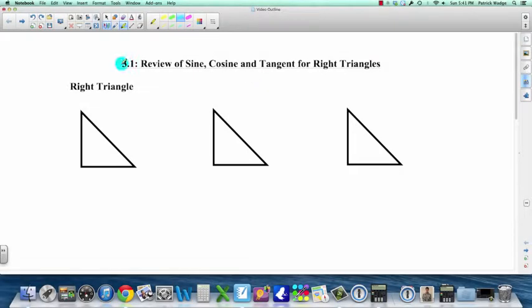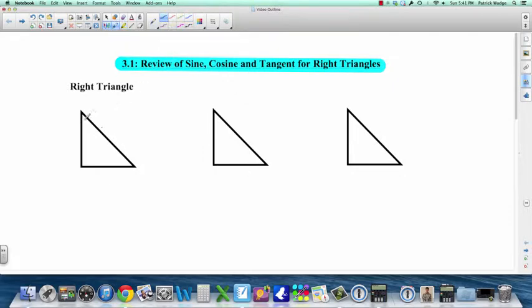Okay, 3.1 is a review of sine, cosine, and tangent for right triangles. Chapter 3 in this course is actually about trigonometry with non-right angle triangles, but in order to do it well, we're going to review sine, cosine, and tangent for right triangles like we did last year. So we should be able to do a lot of this quickly. You did it very well last year.